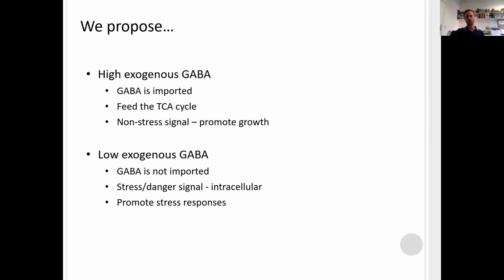Whereas at low exogenous GABA, which is probably the case when cells accumulate high endogenous GABA, they get ruptured or they get damaged and they release this GABA into the apoplast, which is then perceived by surrounding cells as a danger signal. And they are not imported because the concentration is too low, and they just act as a danger signal to surrounding cells, and they thus promote stress responses instead of growth promoting responses. But these are two different time windows or concentration windows that we are considering for GABA signaling.